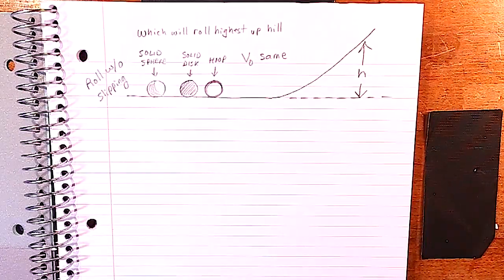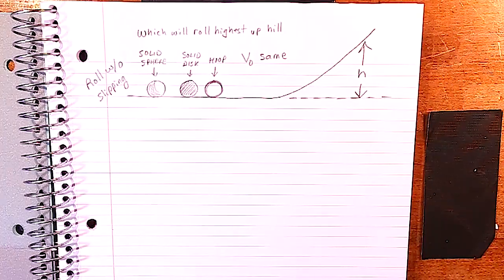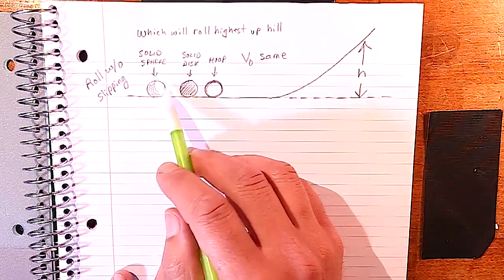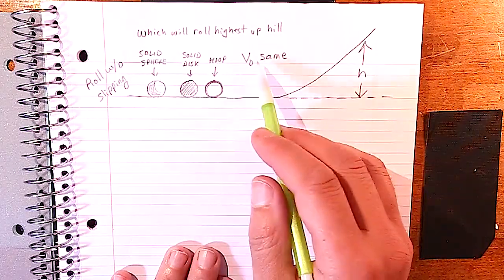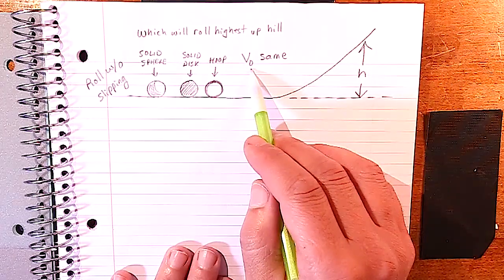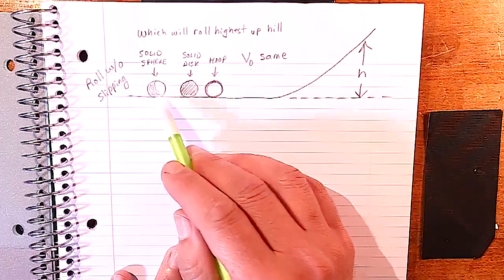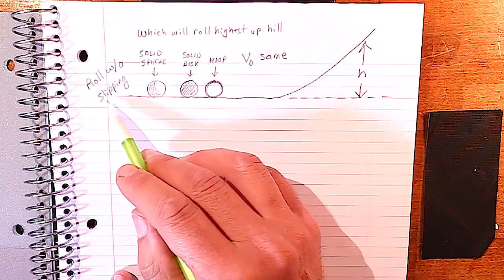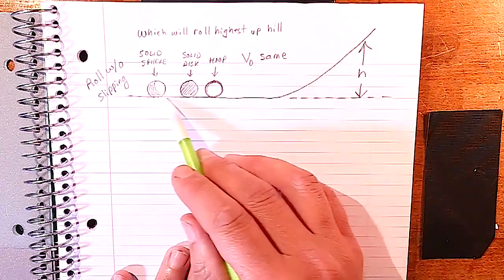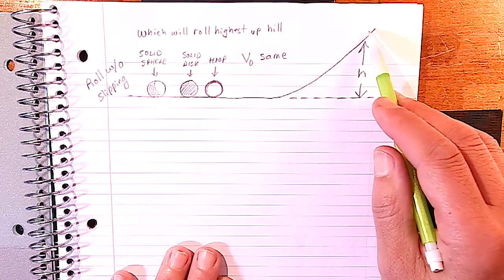This is a fairly common physics question to get asked. Let's say we have three different rolling objects. They're all rolling at the same speed. So we have a solid sphere, a solid disk, and a hoop. And they're all rolling, but they're not slipping. So you can picture them rolling up the hill.